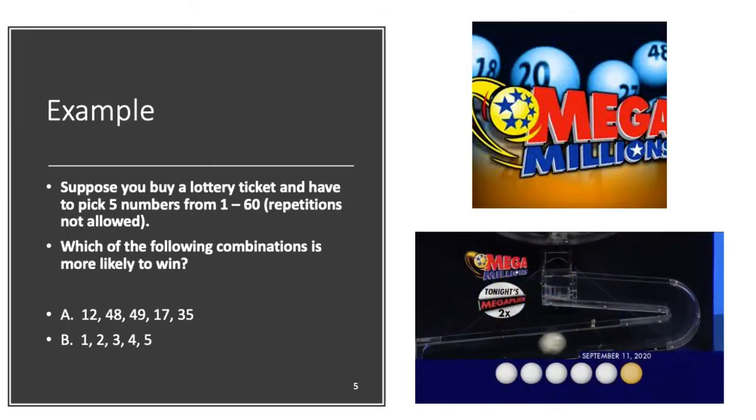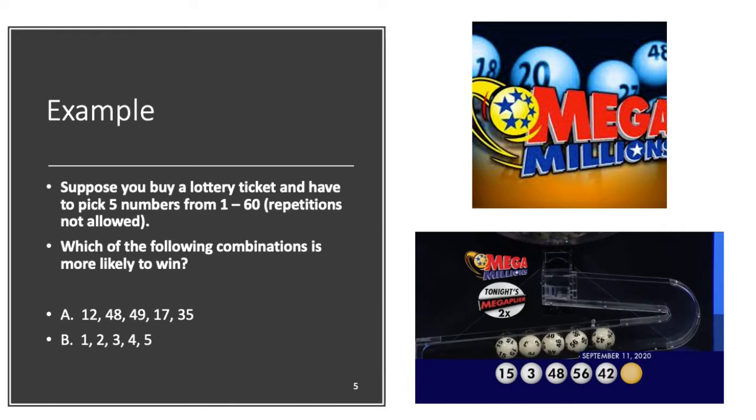Let's have a look at this example. Suppose you buy a lottery ticket and have to pick 5 numbers from 1 through 60, repetitions not allowed. Which of the following combinations is more likely? Combination A, which has numbers like 12, 48, 49, 17, 35, or Combination B, which has the numbers 1, 2, 3, 4, and 5.